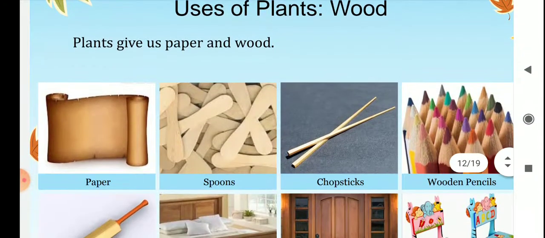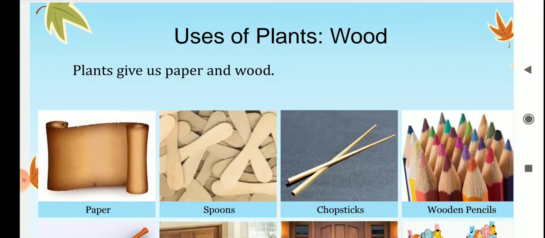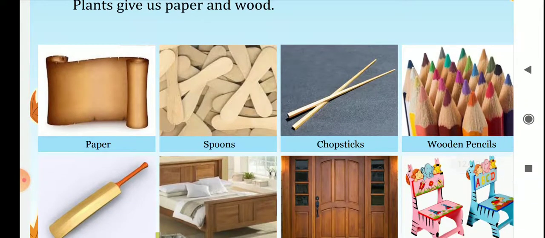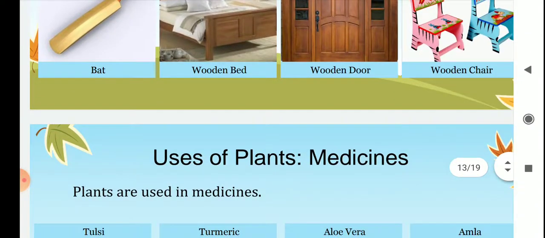Now some plants are woody plants, or offer wood, and from that wood we can make paper, then wooden spoons, chopsticks, wooden pencils, then wooden furniture, bats, etc. So that kind of plant offers the wooden material to make wooden objects.